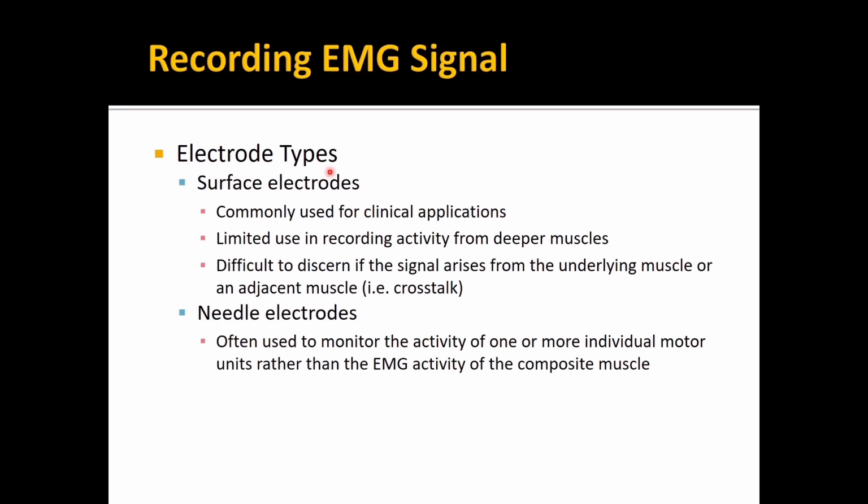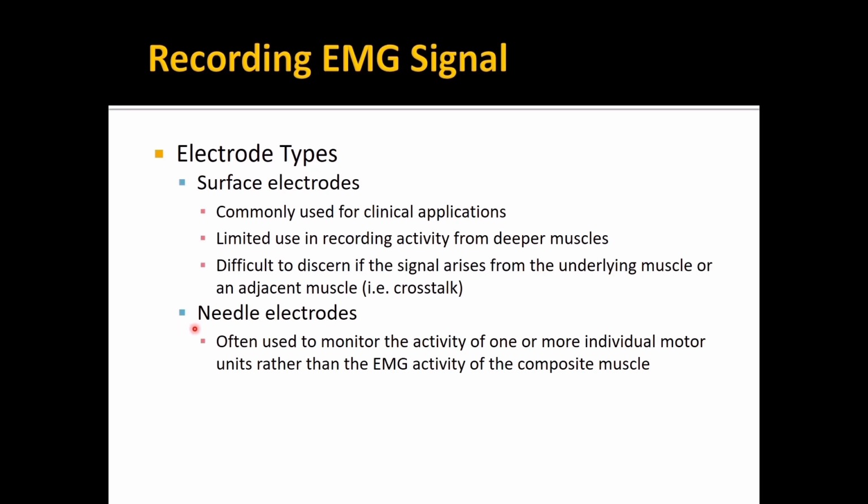Electrode types. For surface EMG, the electrode is placed on the skin over the muscle. These surface electrodes are commonly used for clinical application, but have limited use in recording activity from deeper muscles. Because, as I mentioned earlier, these electrodes are placed on the skin over the muscle, it is difficult to discern if the signals arise from the underlying muscle or an adjacent muscle, which means crosstalk. For needle EMG, a needle is inserted through the skin into the muscle.